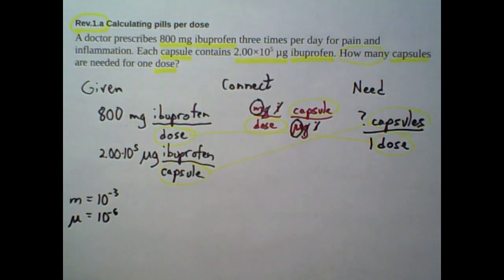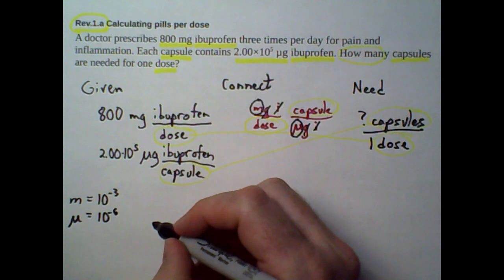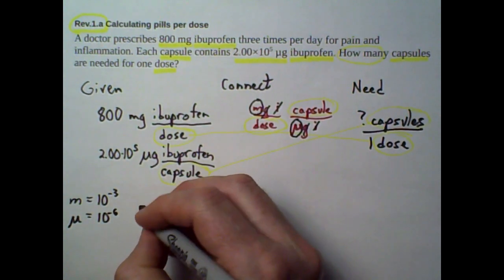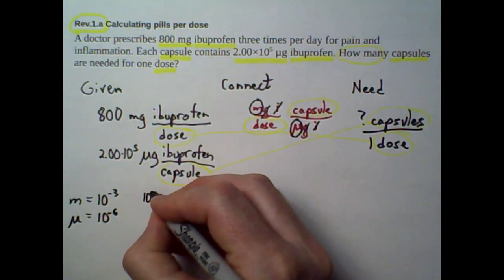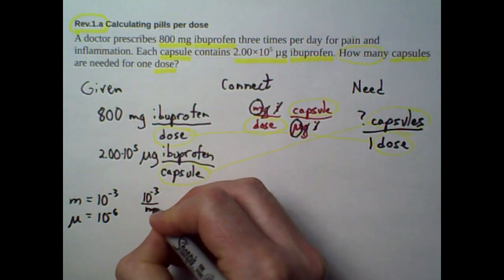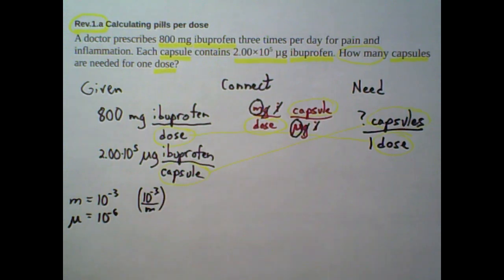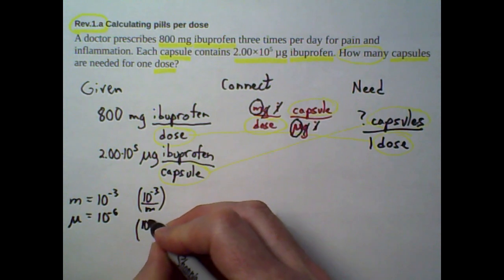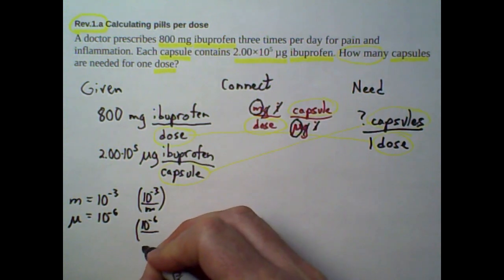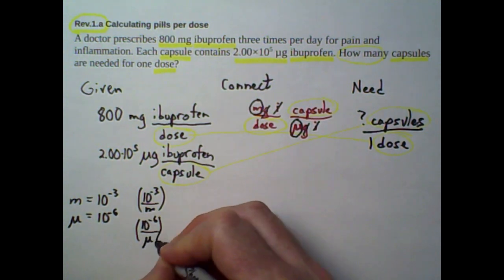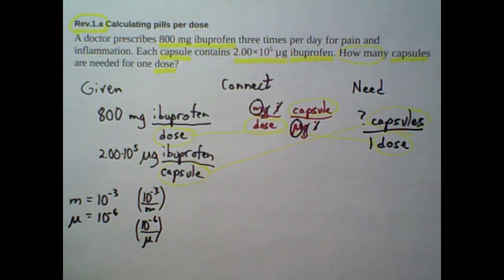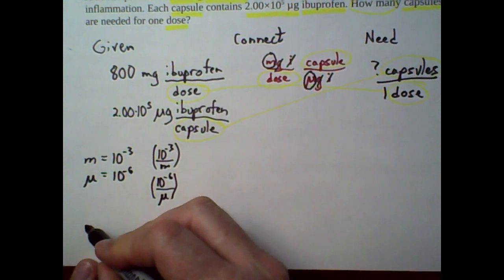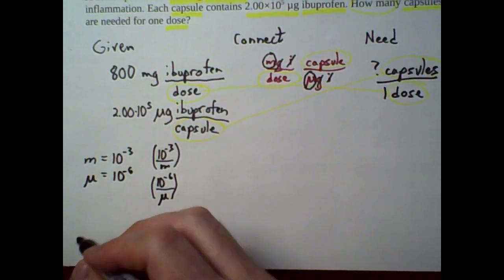And I can take those and turn them into conversion factors. An equality can become a conversion factor. So 10 to the minus 3 over milli will be one conversion factor, and 10 to the minus 6 over micro will be my other. So I'm going to do that. I'm going to take these starting numbers, and I'll just get rid of milli and micro first.